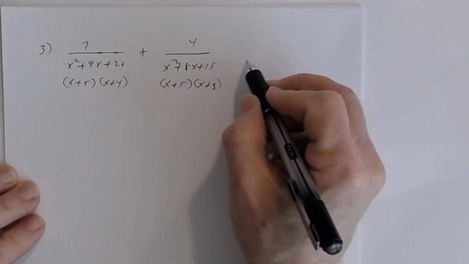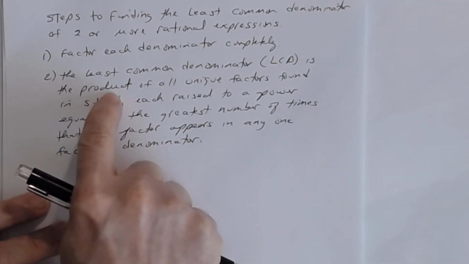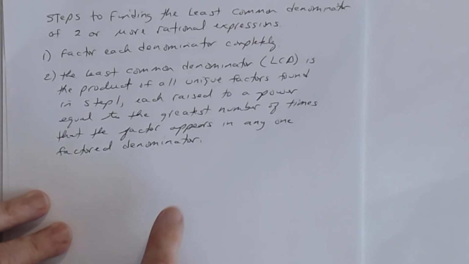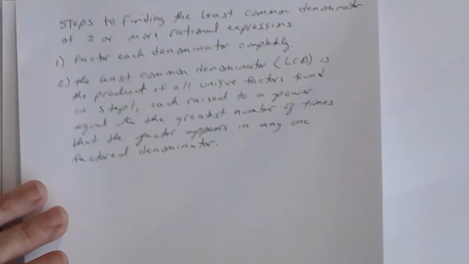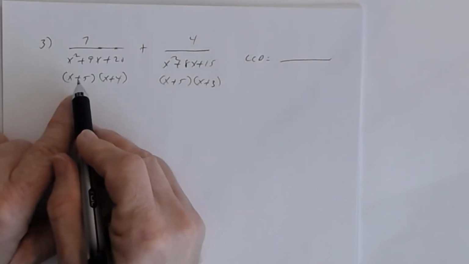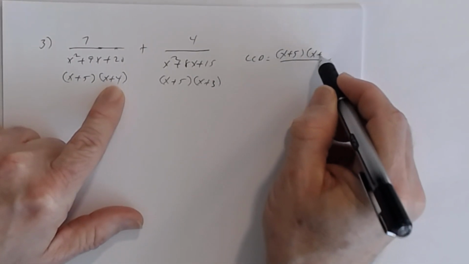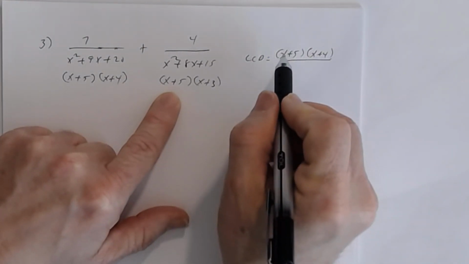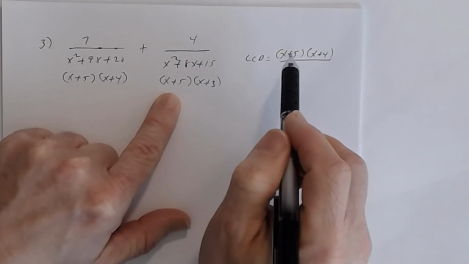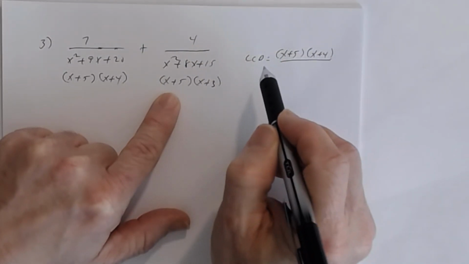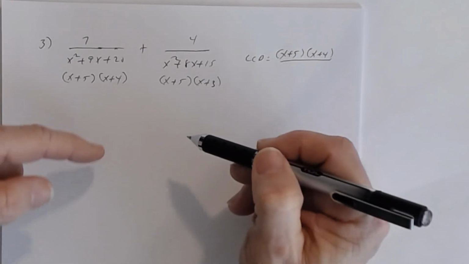Now remember, your least common denominator is the product of all the different factors that you see, and then you raise each to the largest power that appears. So I see an x plus 5, so I have to use it. I see an x plus 4, I have to use it. I see an x plus 5, which I already have. So x plus 5 occurs once here, once here. You only use one. If you put a 2, it is no longer the least. It becomes a common denominator, and that's going to make things so much more difficult for you.